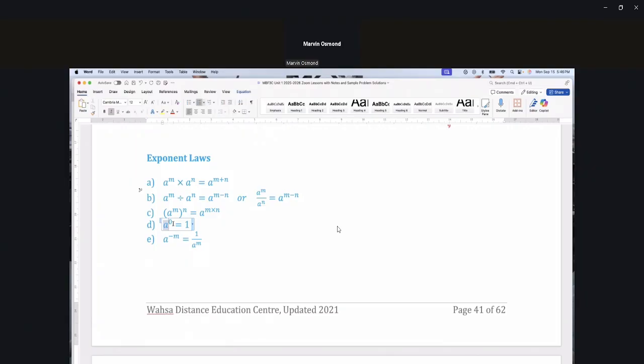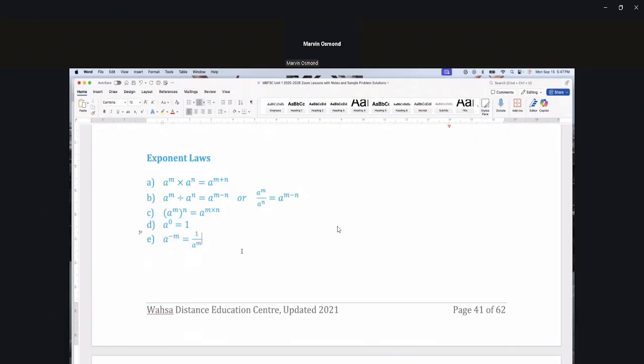And the last exponent law we're going to take a look at is when we have a negative exponent. So a to the power negative m is equal to 1 over a to the power of positive m. A negative exponent means it's simply going to be a fraction, 1 over the same base and the same exponent. The only difference is now the exponent turns positive. So negative m becomes positive m.